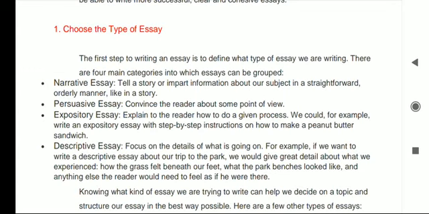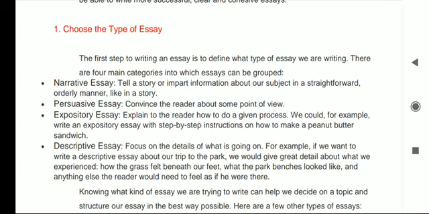Number two is persuasive essay. Convince the reader about some point of view. Number three, expository essay. Explain to the reader how to do a given process. We could, for example, write an expository essay with step-by-step instructions on how to make a peanut butter sandwich.